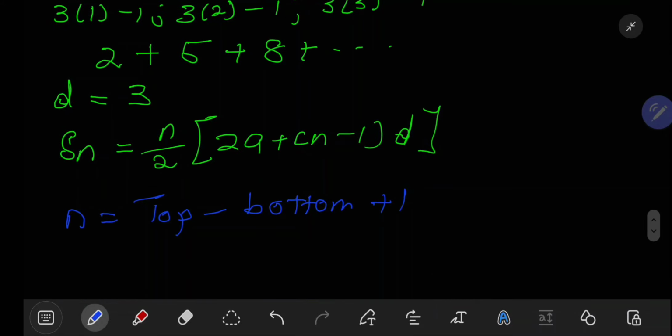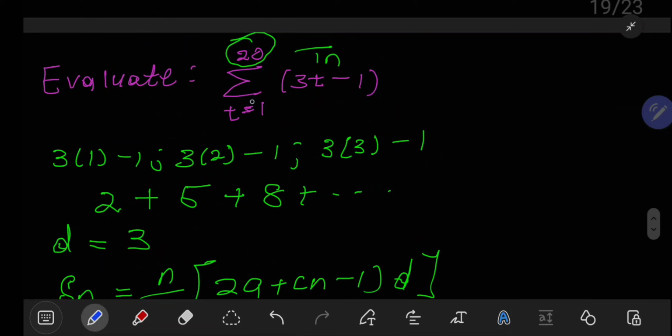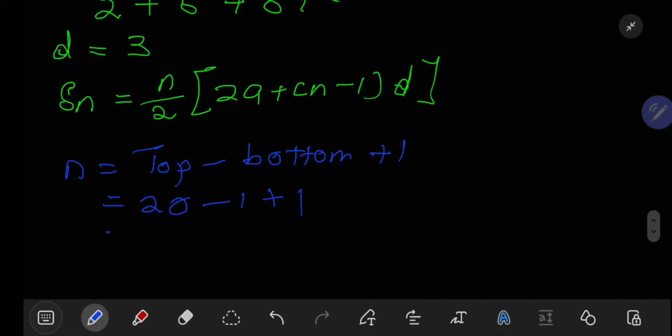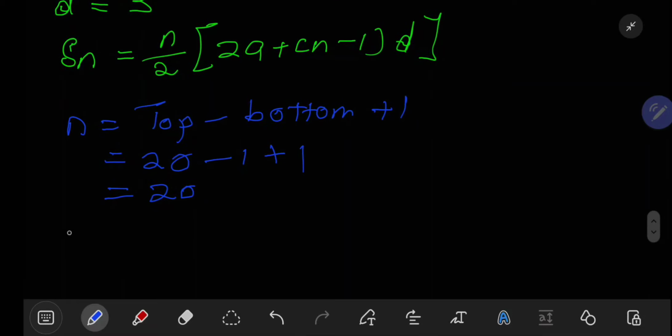So what's on the top of this sign? It's 20. Then it means you're going to say this is 20. Then the bottom of it, it starts from 1. Okay, so you're going to say minus 1 plus 1. So this will give you 20. So it means we're calculating the sum of the first 20 terms.